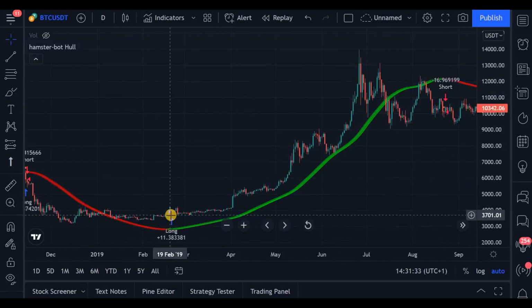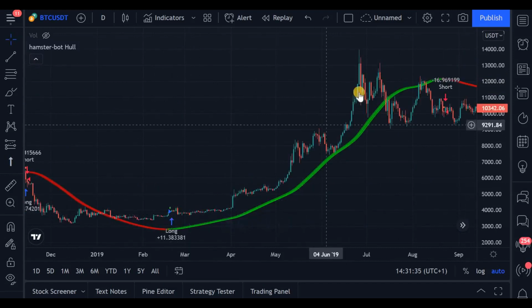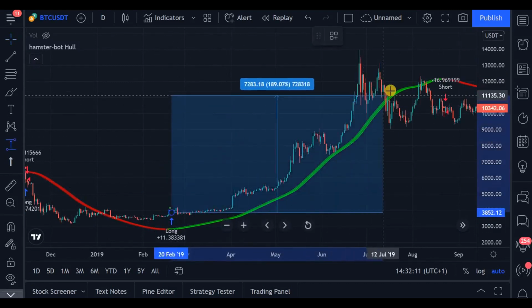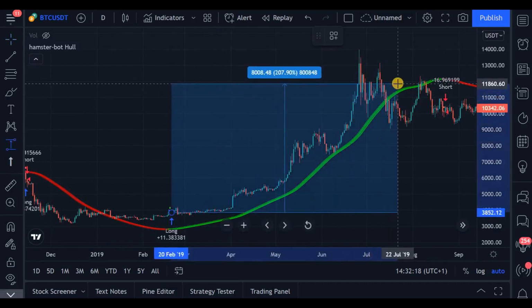You can see that from this level, the price continued in an uptrend. And if I was to enter at around this price point to the point of exit, you can see that this is over a 200% move to the upside.